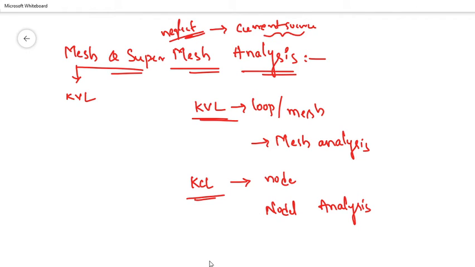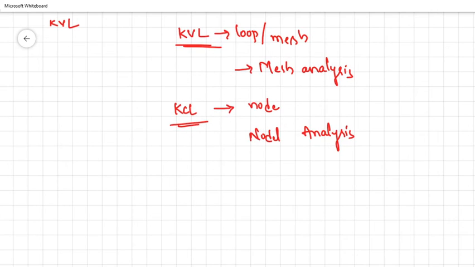Okay, so first I'll explain a simple problem, which has 3 loops, how to write the loop equations, and how we are going to skip a particular loop, we'll see now. So let us take this circuit. Write the mesh equations for the circuit.